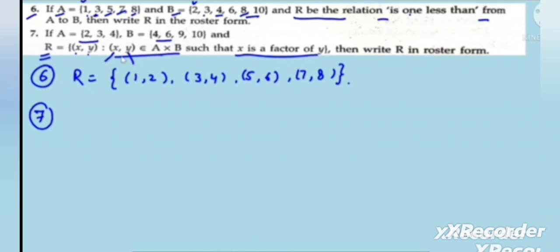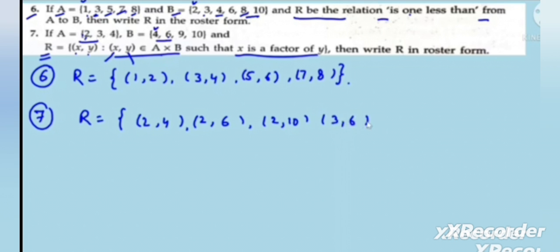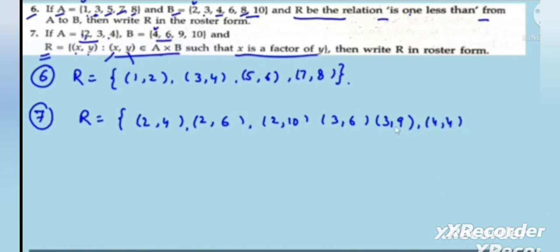Okay, so x should be a factor of y. So let's check. We have to pick up the ordered pairs which satisfy the condition x is a factor of y. So then we can take 2, 4, 2, 6, 9 not possible. Then 2, 10, 3, 4 not possible, 3, 6, 3, 9, okay fine, and then 3, 10 not possible. Then 4, 4 is a factor of itself. Then no more possibilities with 4. That is it.